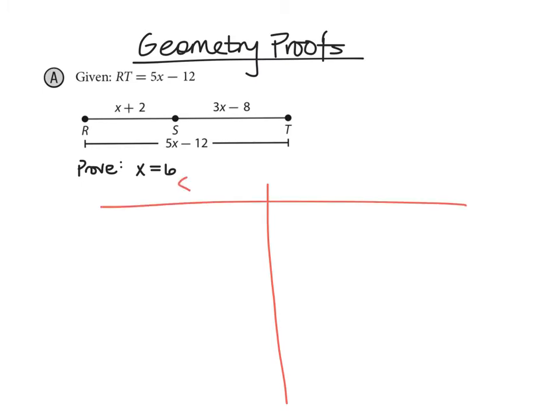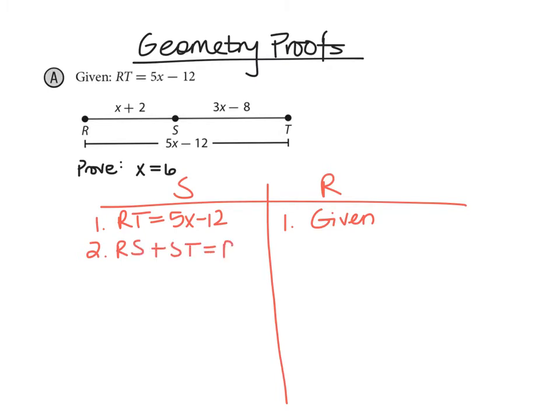All right, so I'm going to start with statements and reasons. Again, we want to start with the given, which is just that RT equals 5x minus 12. We're going to use that. It'll be a minute before we put that in our problem. So we're going to say that that's given. We just said that this was segment addition, so the second statement I'm going to say is that RS plus ST is going to equal RT. And the reason I know that's true is this is an example of segment addition.